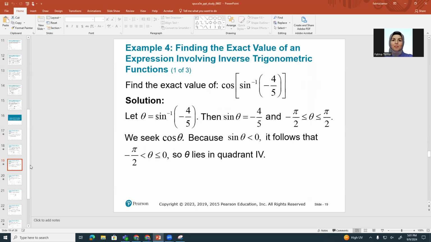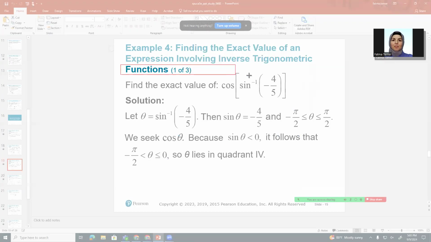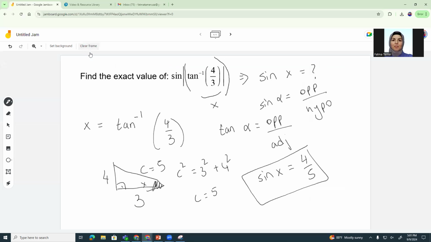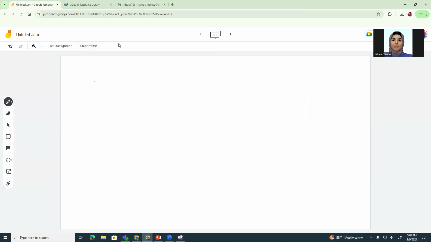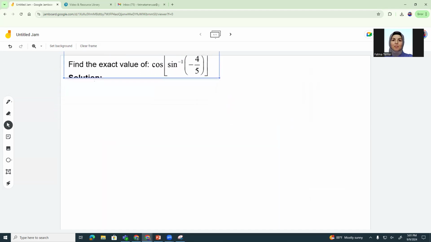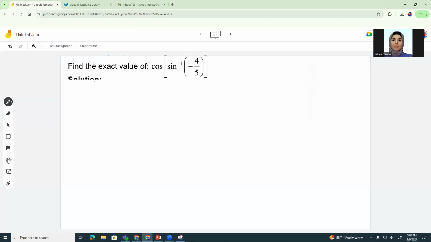We have another very similar one. So I'm going to cut this question here also, and then I'm just going to cut this big. This time it is a negative value that I have to be careful with. So I'm going to come here. We are looking for the exact value of this one. I'm just going to move this away.